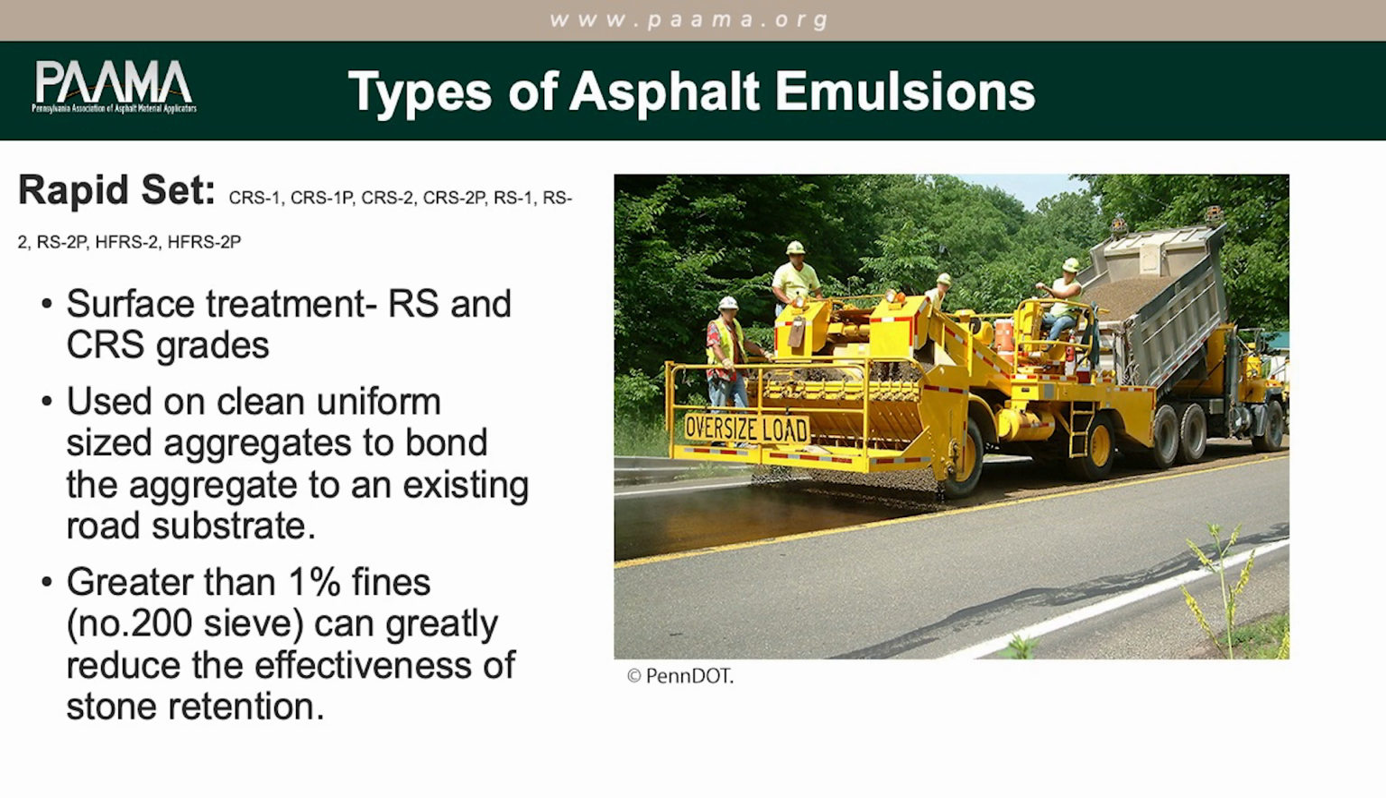Types of asphalt emulsions. We have rapid sets. I could go through all the ones on top and their designations, but I think I'd go past the half hour I've been given. These are typically used for surface treatments. So they're used on clean, uniform sized aggregate to bond the aggregate to an existing road substrate. Greater than 1% fines, or that number 200 sieve, so really the dust-like material, can greatly reduce the effectiveness of stone retention with these rapid sets.